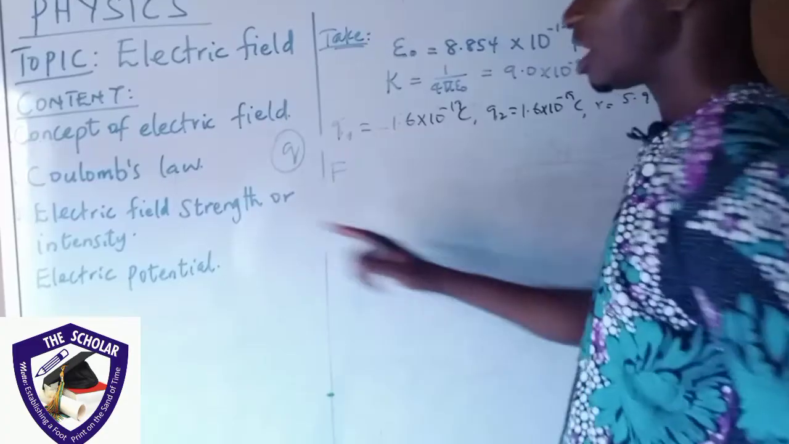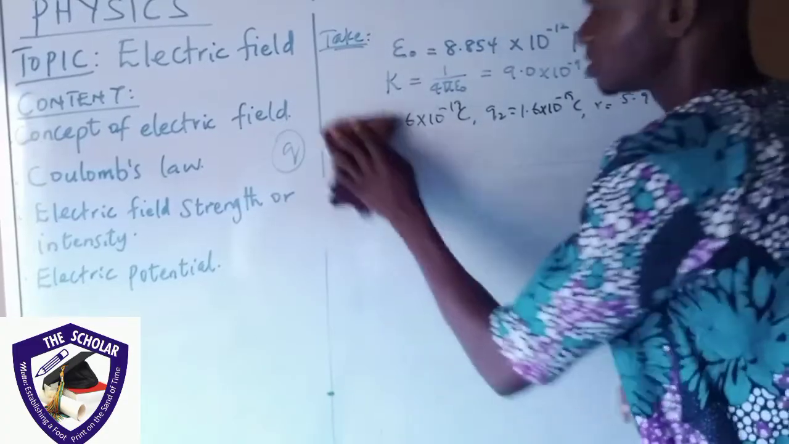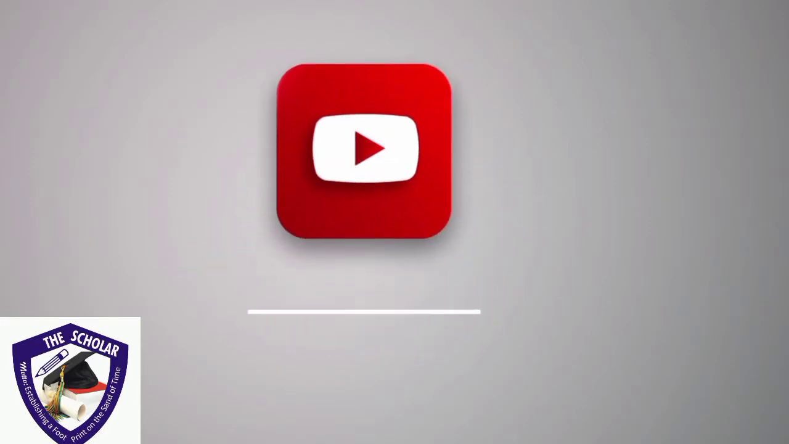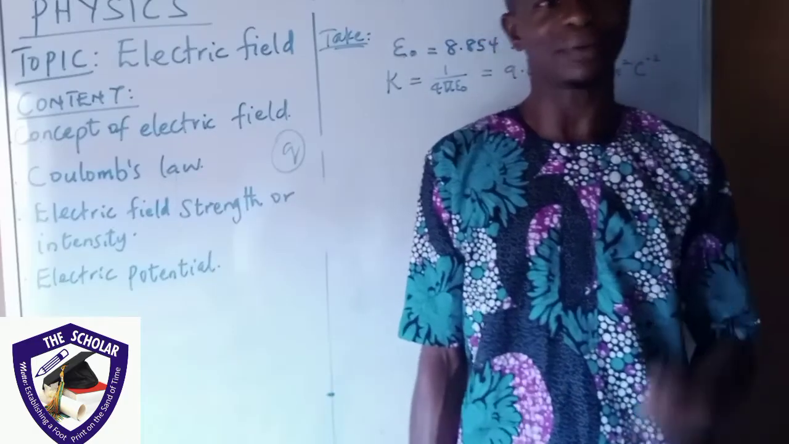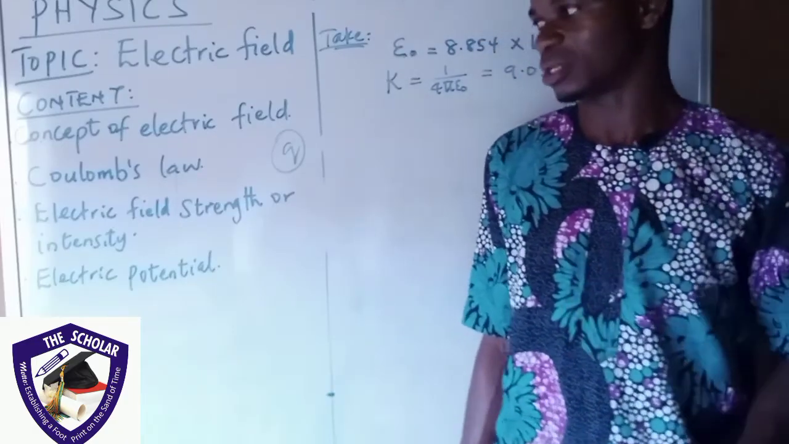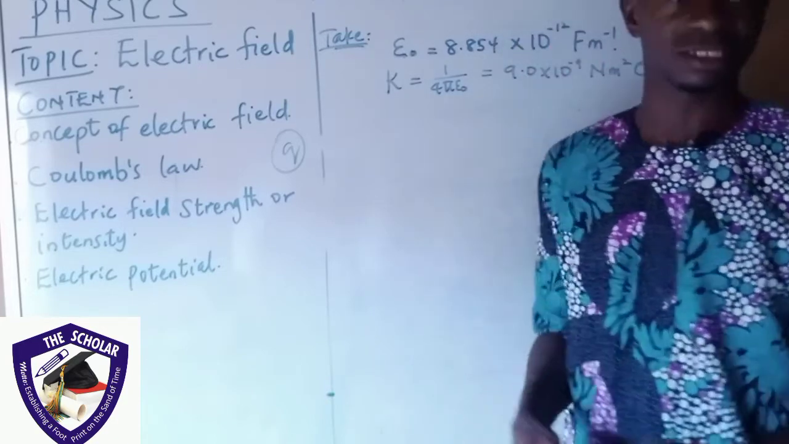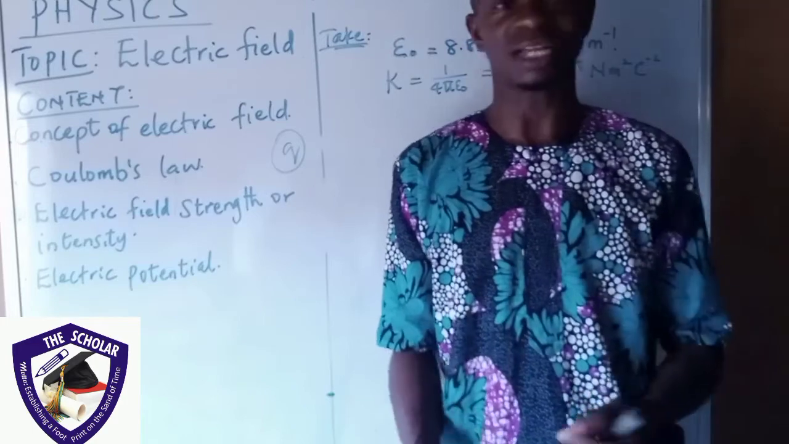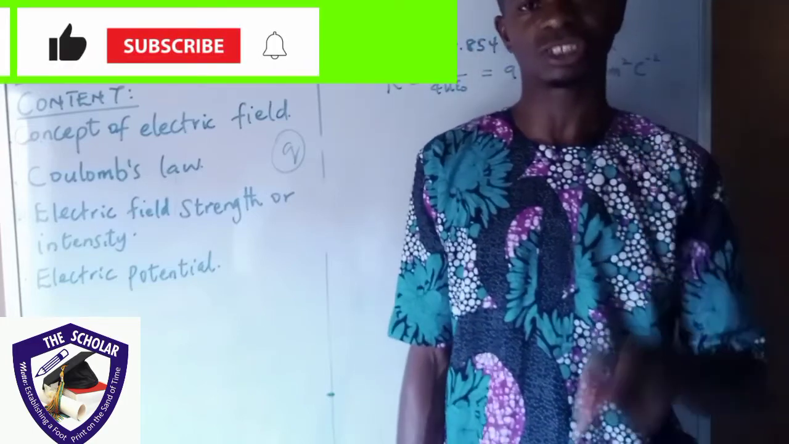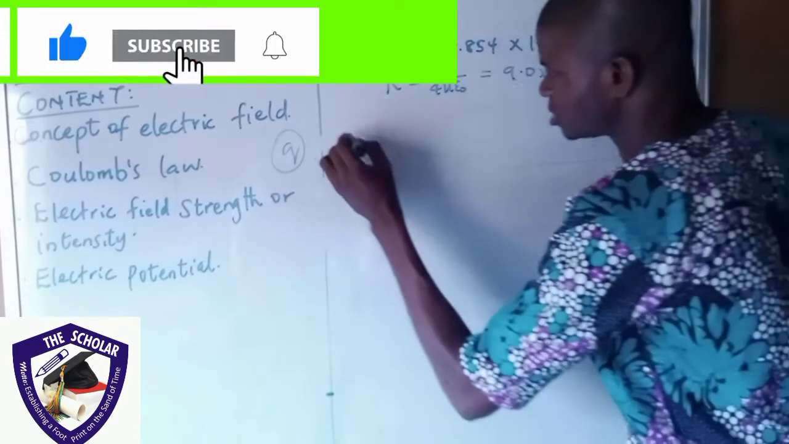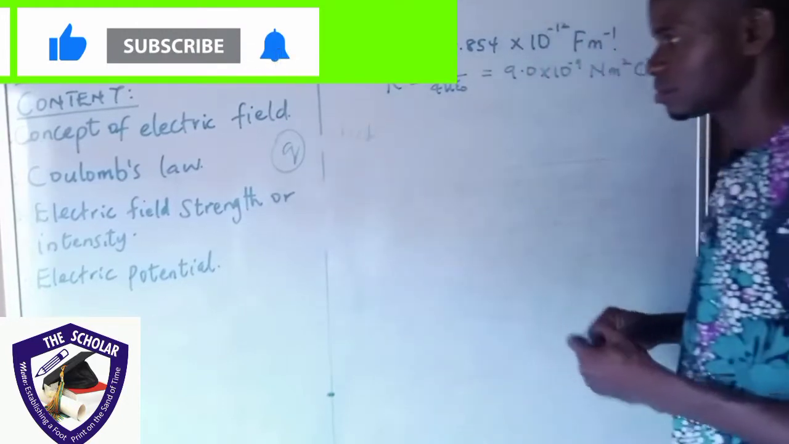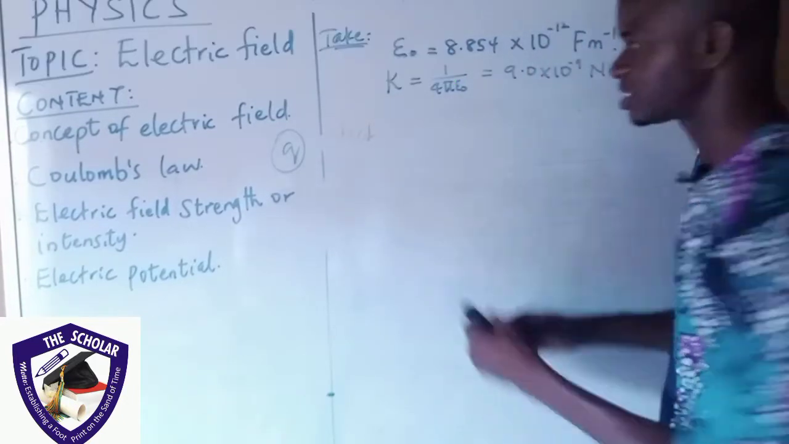What we'll be looking at under this electric field is electric field strength, or electric field intensity. When you talk about strength or intensity, it means the degree to which you apply a force on something. So we define electric field strength, or electric field intensity, as the force that is applied on a unit charge. That is our electric field strength.